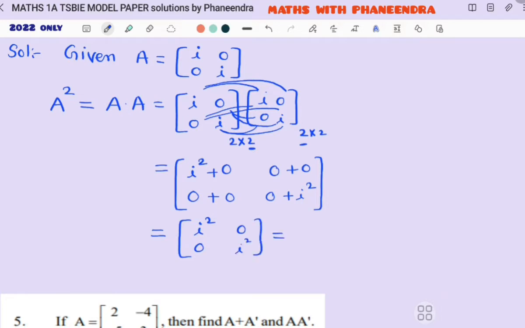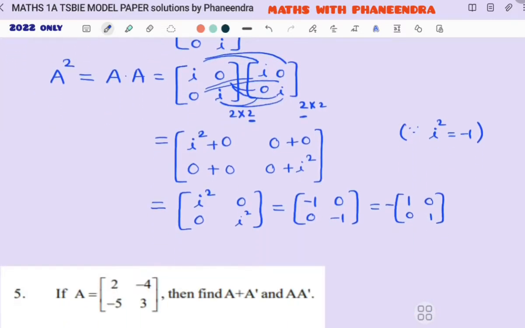So i square, we know that i square is equal to minus 1. i is represented as iota, which we will study in the second year. So i square value minus 1 means [-1, 0; 0, -1]. If you take common minus 1, [1, 0; 0, 1]. Still, if you want to write, they are asking only to find A square, so you can stop here. If they are asking to prove A square equal to minus I, this is the 2 by 2 identity matrix, you can write as I. Otherwise you can leave it like this. If you want, you can write it like this also: minus, this is the identity matrix of 2 by 2, I.